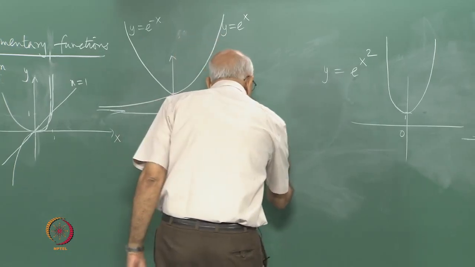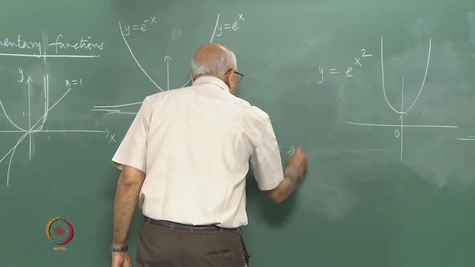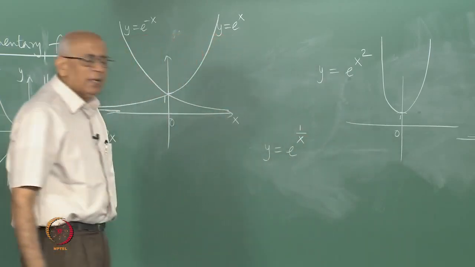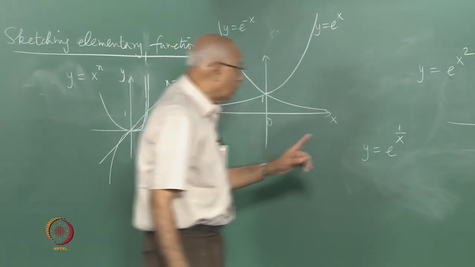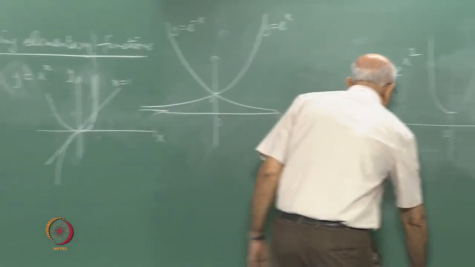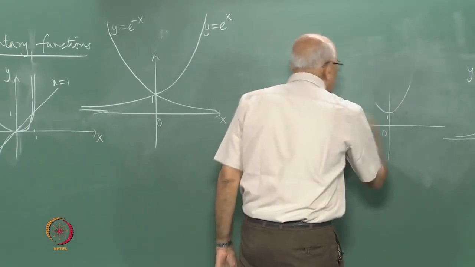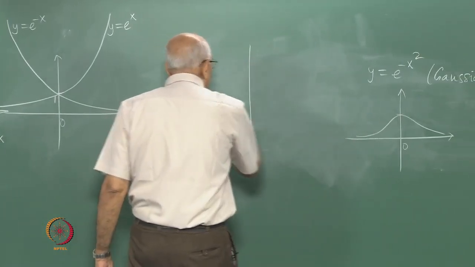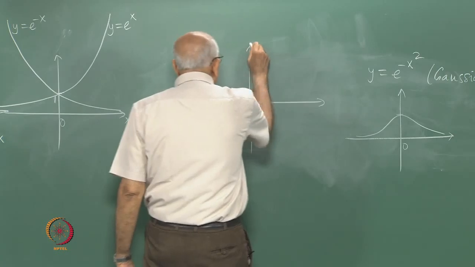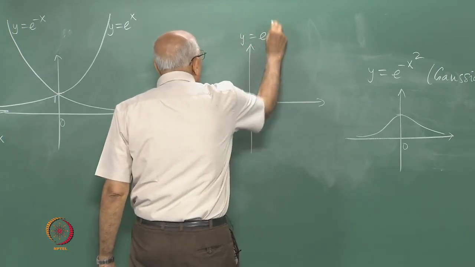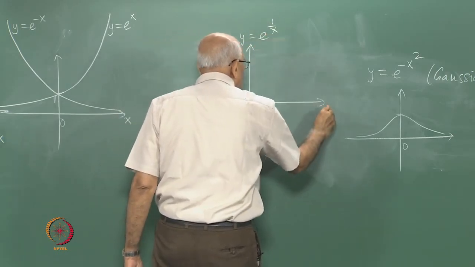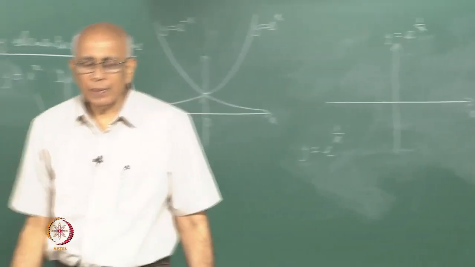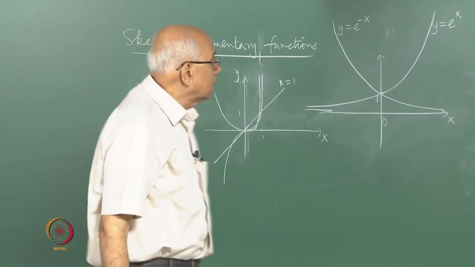How about y equal to e to the power 1 over x? What would that look like? Okay. Again qualitatively, because it is a fairly complicated function in that sense, but we can sketch what it looks like quite easily. Again, so y is e to the 1 over x as a function of x. Is it an even function or odd function of x? Can we state what it is?